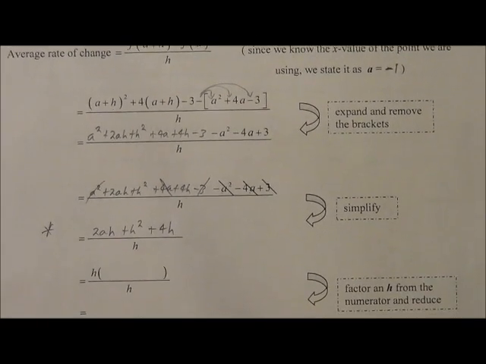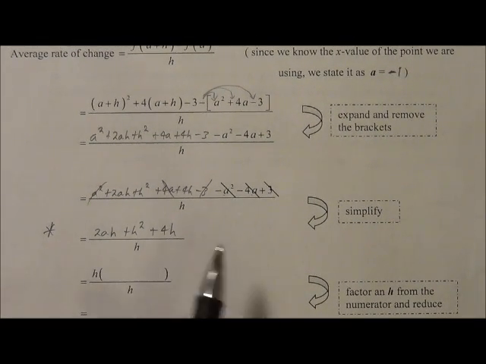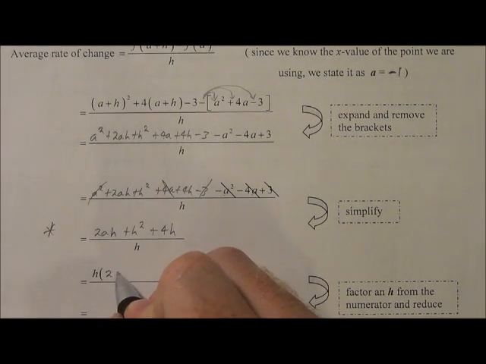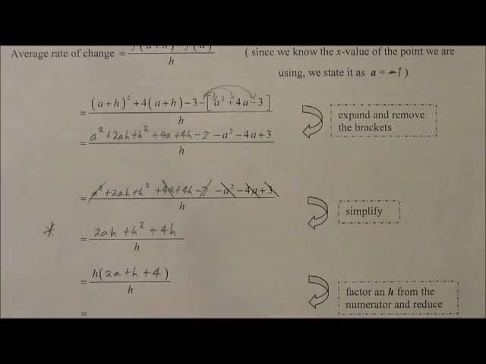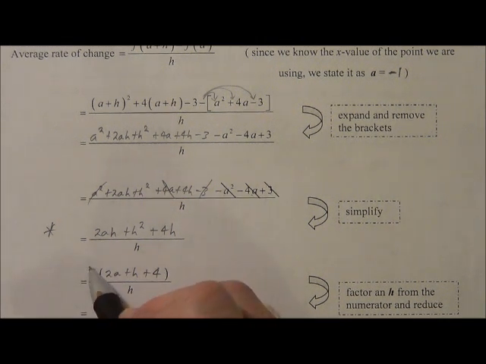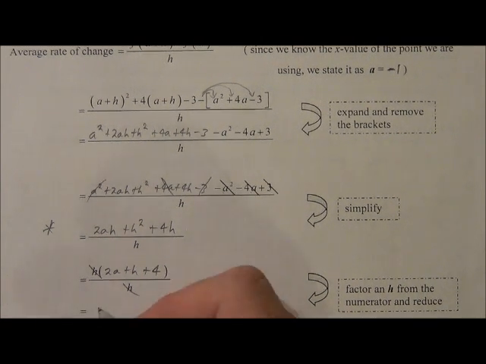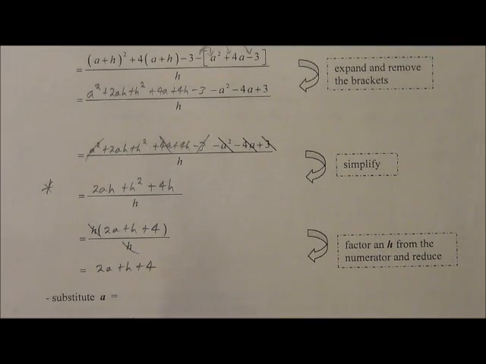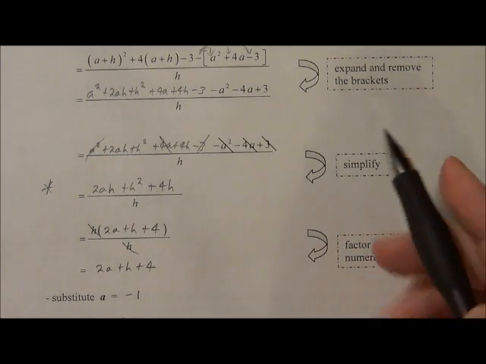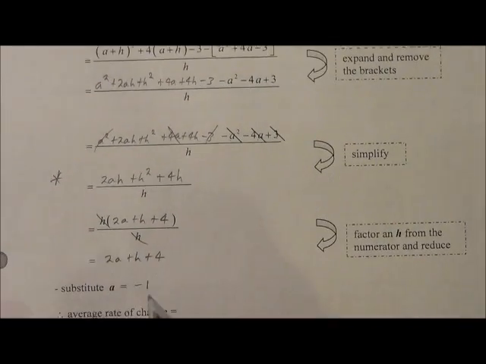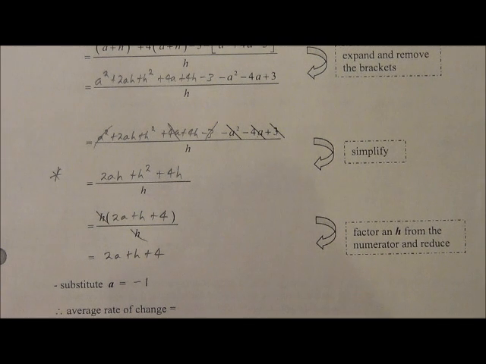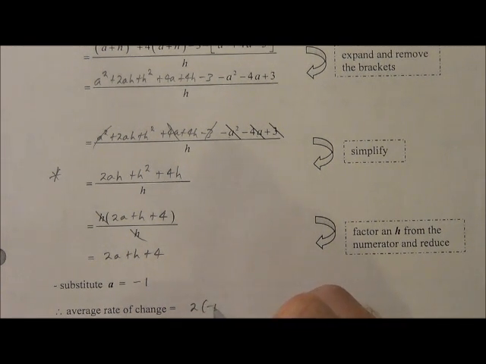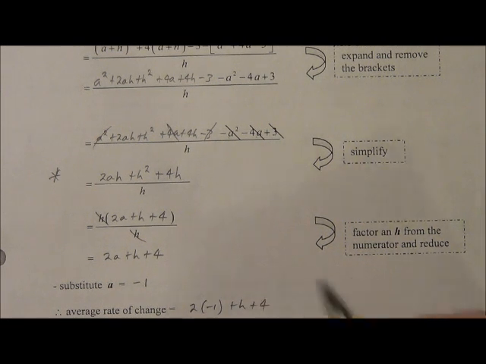Then we're going to factor out an h from each of those terms, and we'd be left with 2a plus h plus 4. Okay, now we'll simplify here, reduce down the h's, and then we're left with 2a plus h plus 4. Now we substitute in a equals negative 1, like we had up here at the top. And so then our expression for average rate of change is 2 times negative 1 plus h plus 4, and when we simplify this, we get 2 plus h.